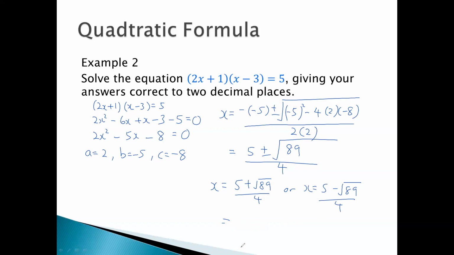5 plus square root 89 over 4, 3.61. And if I put a minus, 1.11. There we go. I've solved this equation again. So it's very standard, it's very simple. But you need to know how to expand and simplify this to get your quadratic equation, in the proper format, of course. So let's move on to example 3.